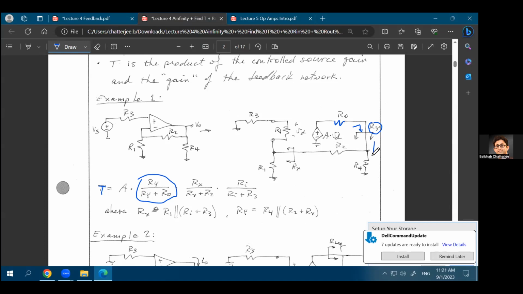Next, you go further. You see that there are two parallel paths here. One parallel path goes through this R4 to ground. The other parallel path goes in this direction. If you have a voltage and two parallel resistances, does the voltage get divided?